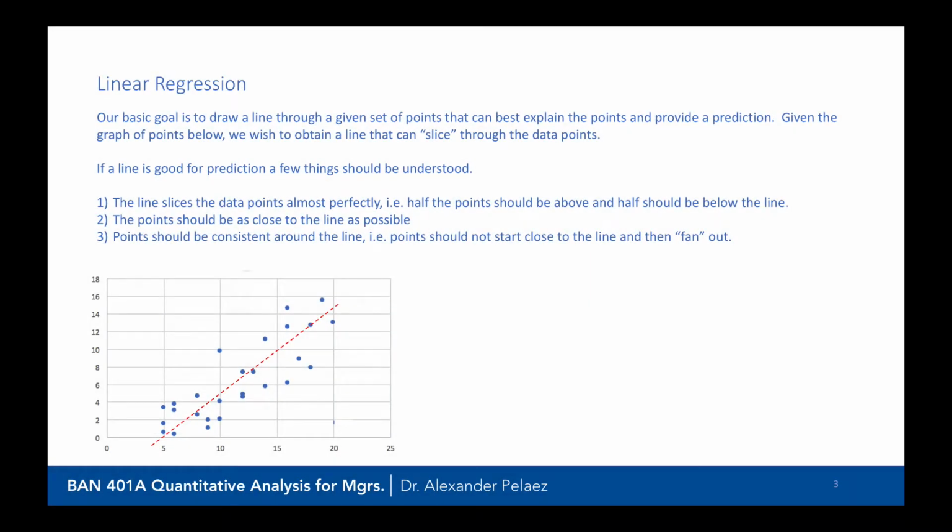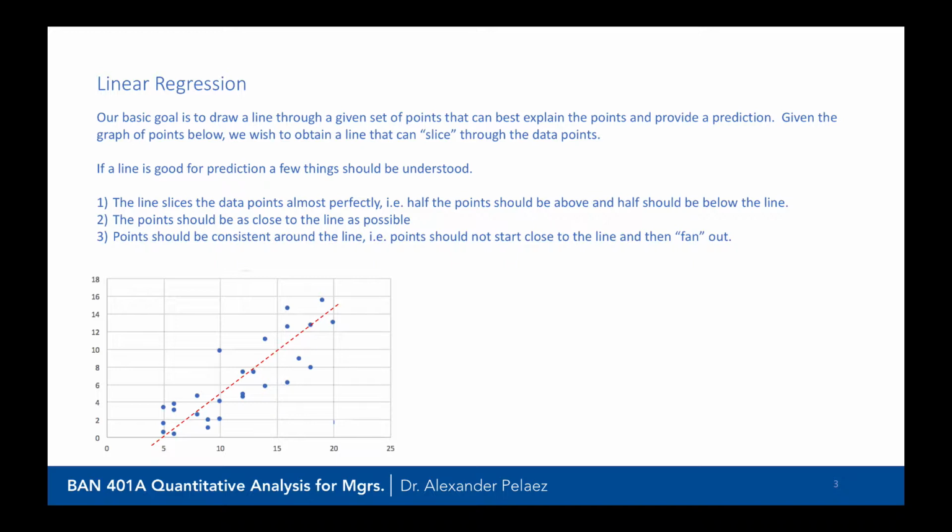So once again, our basic goal is to be able to draw a line through a given set of points that best explain the points to provide a prediction. If a line is good, a few things should be clear. First, that the line slices the data almost perfectly. Half of the points should be above, half of the points should be below the line. And the points should come as close to the line as possible. And we should have some consistency around the line. And what that means is that the points shouldn't start out close to the line and then begin fanning out.